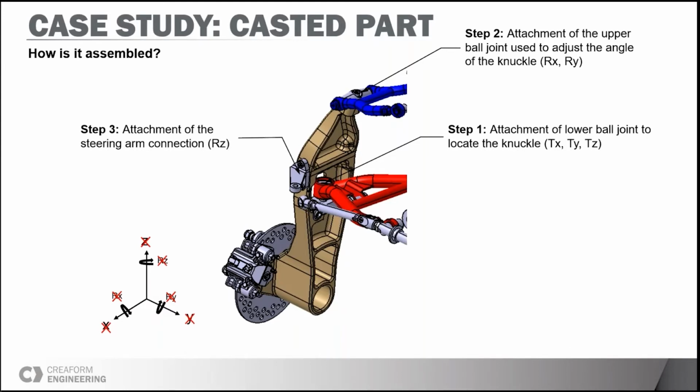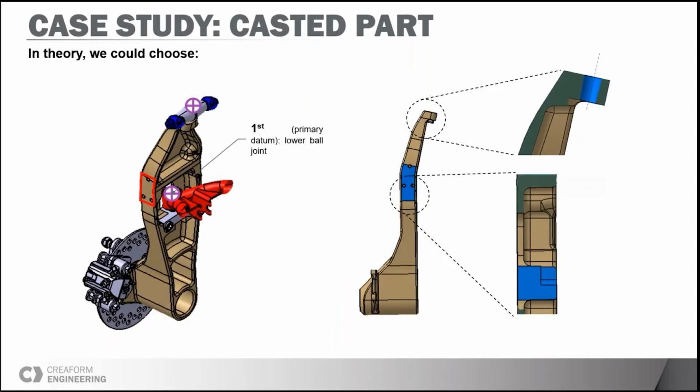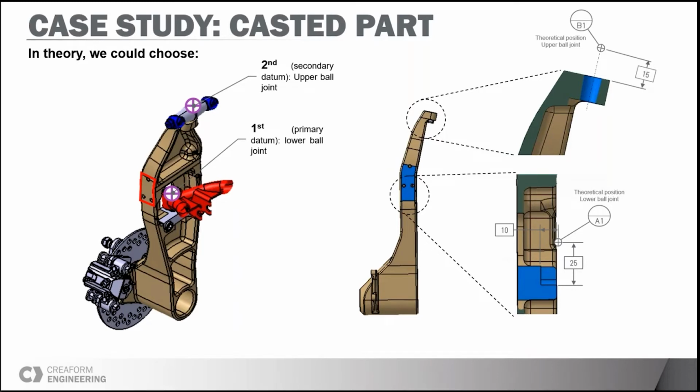So what could it look like in terms of datum if we try to define exactly the way the part is located in the next assembly? First, we would have that ball joint that could constitute a datum target A. Then the joint at the top could constitute a second datum target that we would call B. And finally, our last connection with the steering arm would define a datum plane C on our bolting surface.